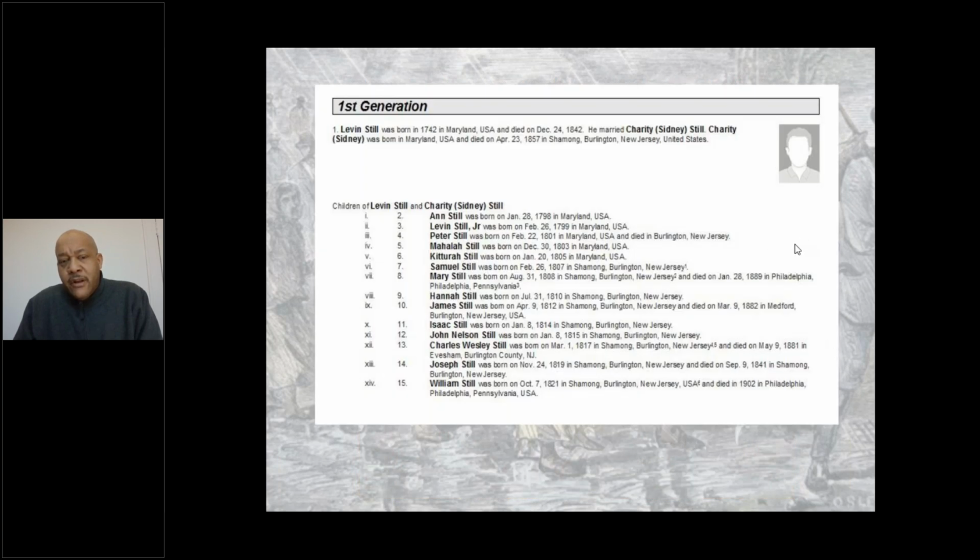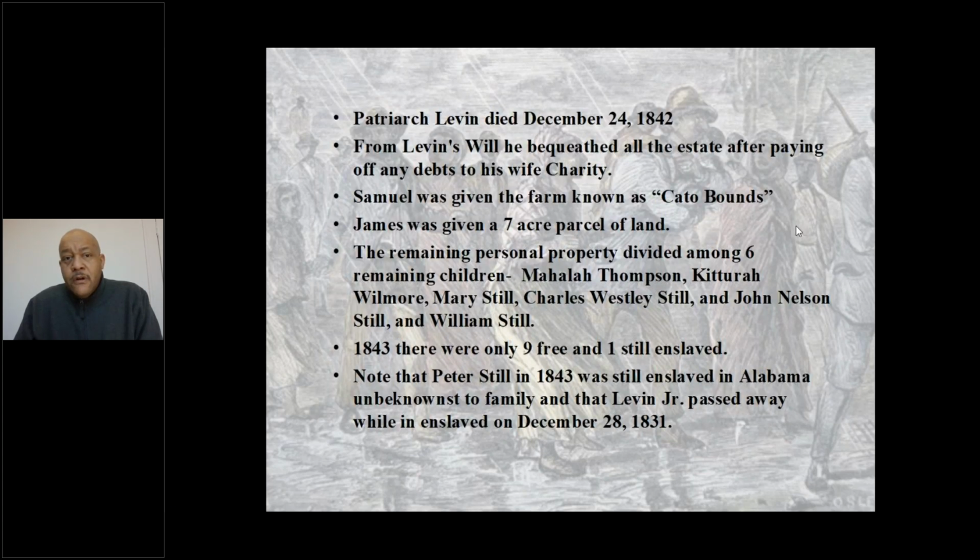It's a better way you can read some of the names and see some more information on it. The patriarch Levin died December 24th, 1842. And from Levin's will, he bequeathed all the estate, after paying off any debts, to his wife Charity. My second great grandfather Samuel was given a farm known as Cato Bounds. James was given a 7-acre parcel of land. The remaining personal property was divided among the 6 remaining children: Mahala, Thompson, Katira Wilmore, Mary Still, Charles Wesley Still, and John Nelson and William Still.